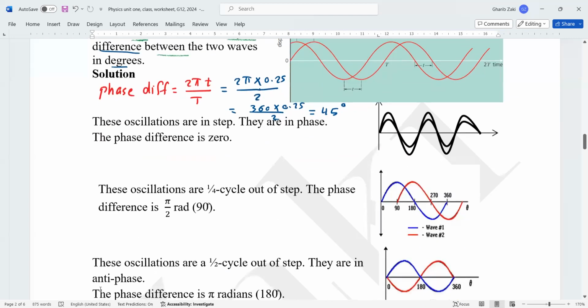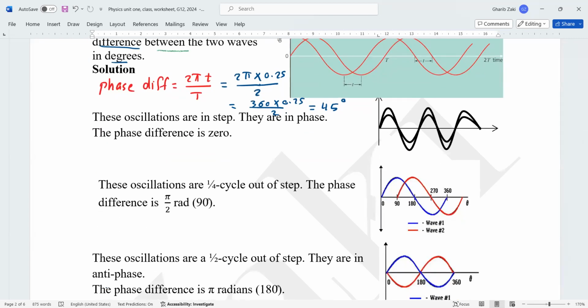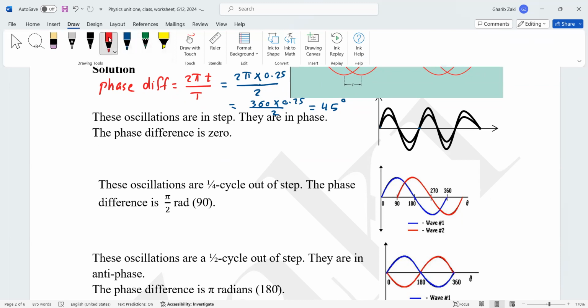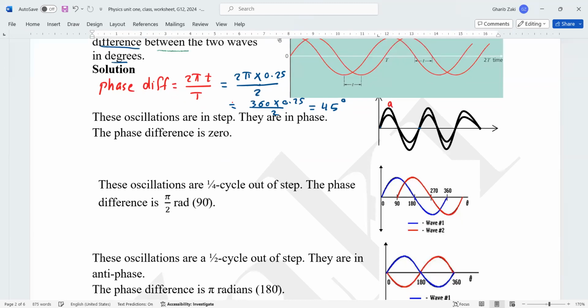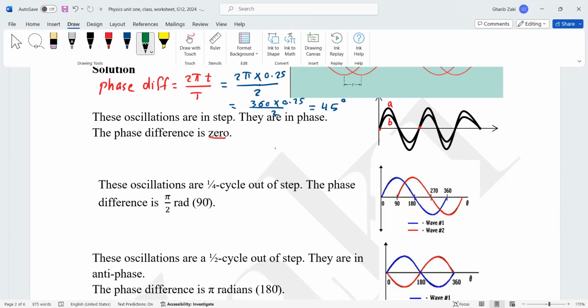Look at these three important examples. The two waves are in phase if they are starting together and ending together. This is very important for superposition. So this is wave A and below is wave B. They start together and end together, so the phase difference is 0. They are in phase. Okay, so the phase difference is the distance between the two waves when they are starting.